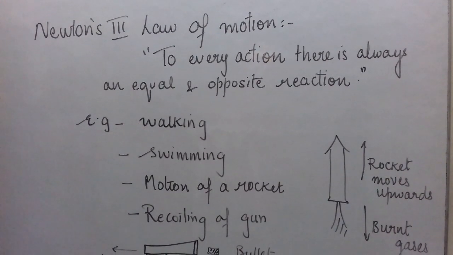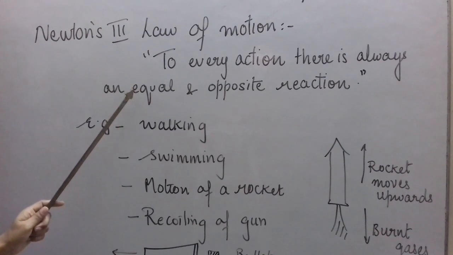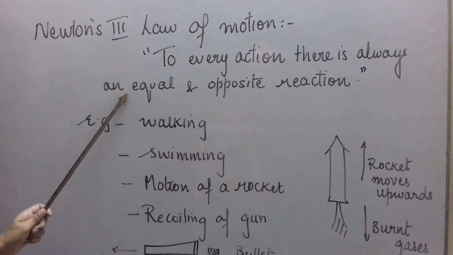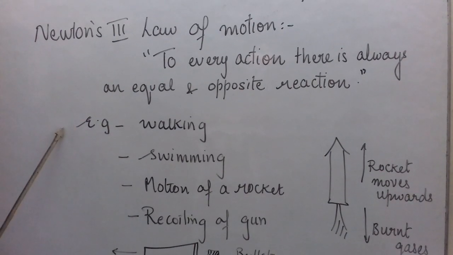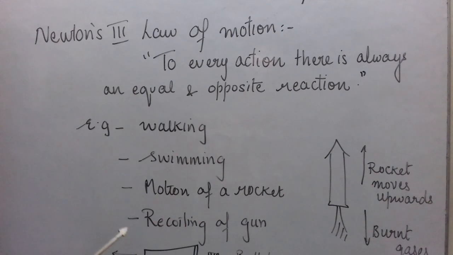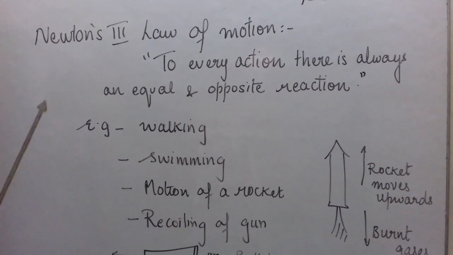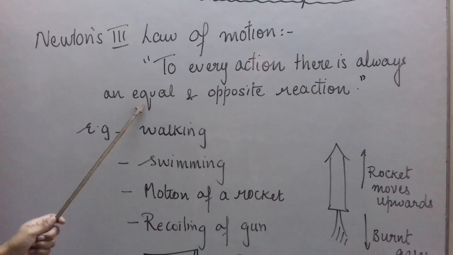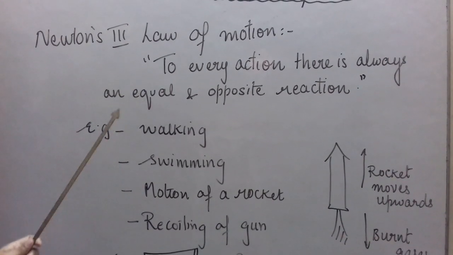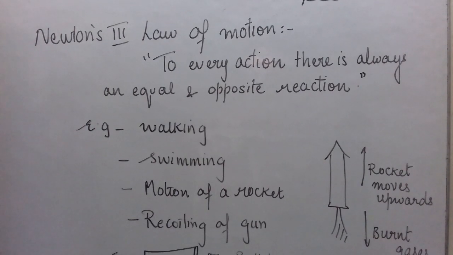So we should remember that Newton's third law of motion gives us the result that a single force never exists. Secondly, these two forces are equal and opposite, still they do not cancel each other. They are not balanced. Why? Because they act on two different bodies. Remember, two equal and opposite forces are said to be balanced only when they act on the same body.